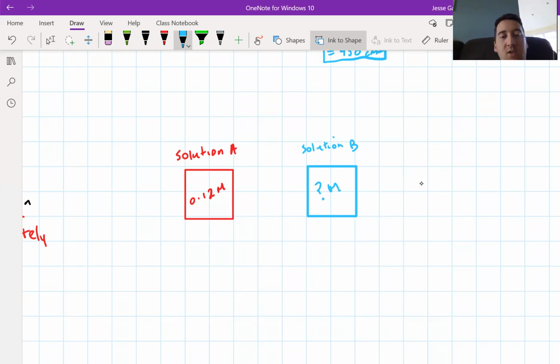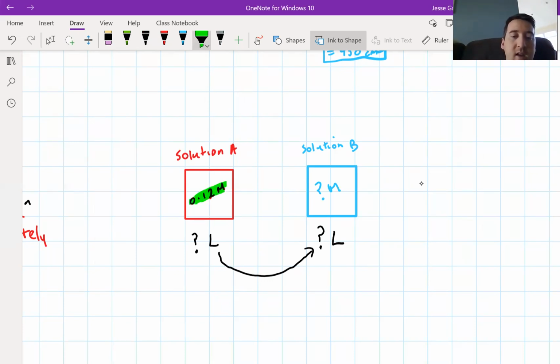So we know the concentration of A very accurately. We do not know the concentration of B. But what we can do is we can do a very precise chemical reaction where we measure exactly how much of A we used. So say we measure by finding out how many liters of A it takes to react with solution B, how many liters of this. We can use these three numbers, the concentration of A, the volume of A that we used, and the volume of B, and then we can calculate the concentration of B.